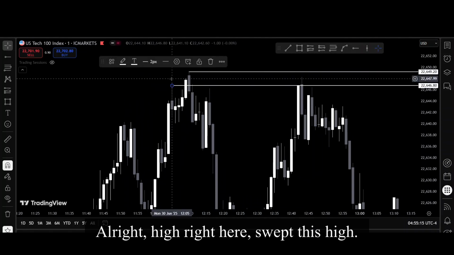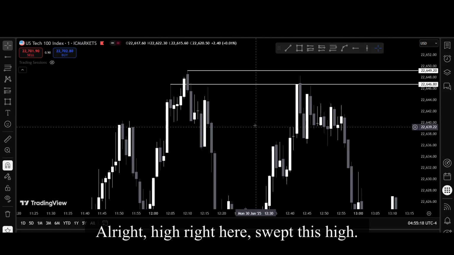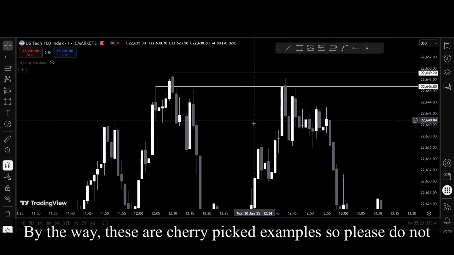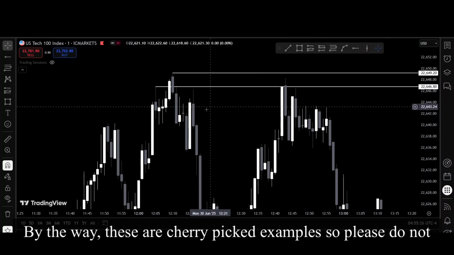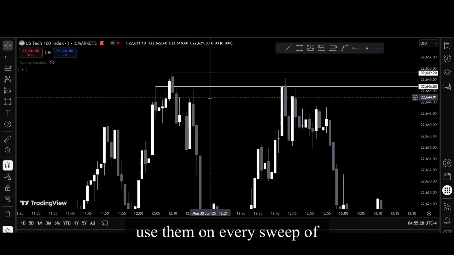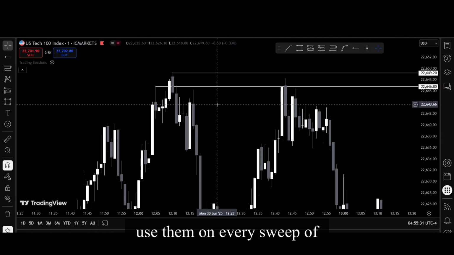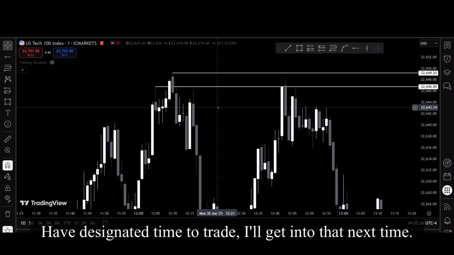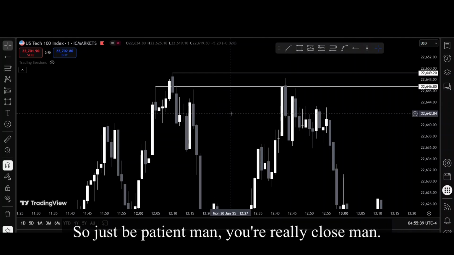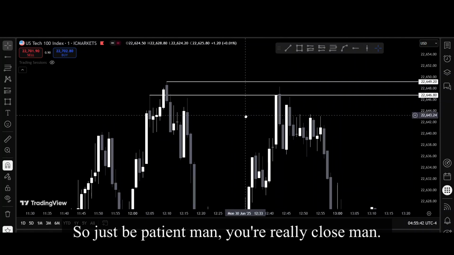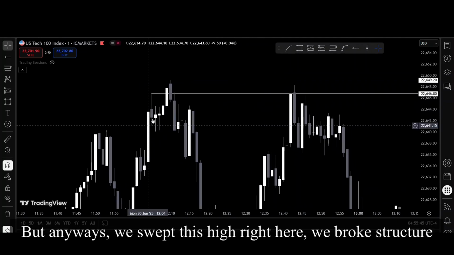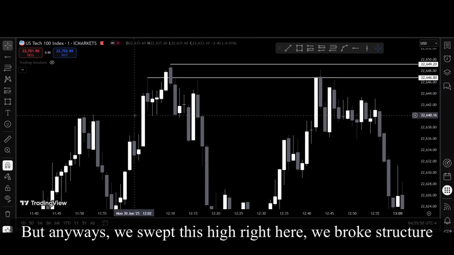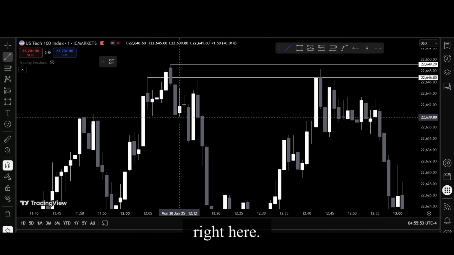Alright, high right here, swept this high. By the way, these are cherry-picked examples, so please do not use them on every sweep of liquidity. Have designated time to trade. I'll get into that next time, so just be patient, man. You're really close, man. But anyways, we swept this high right here. We broke structure right here.